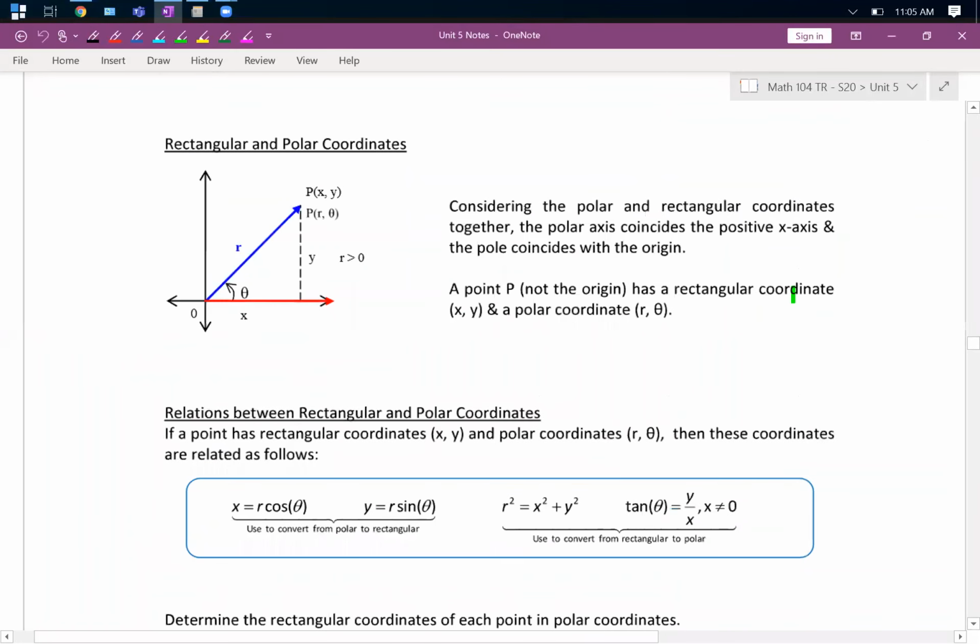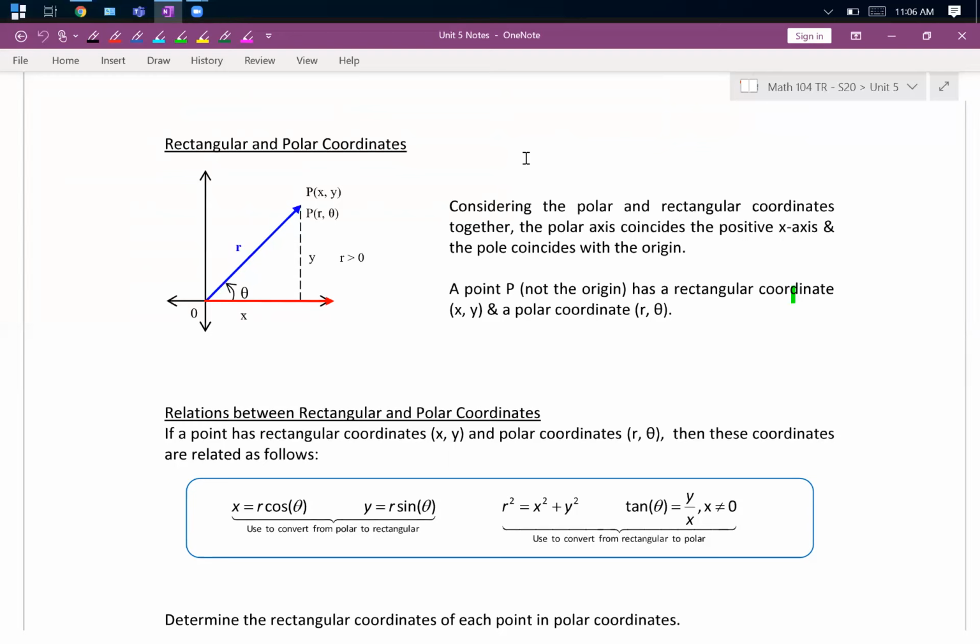So we're going to pick up talking about how rectangular and polar coordinates go together. Considering the polar and rectangular coordinates together, the polar axis coincides with the positive x-axis and the pole coincides with the origin. A point P not on the origin has a rectangular coordinate (x, y) and a polar coordinate (r, θ), and they both represent the same point.